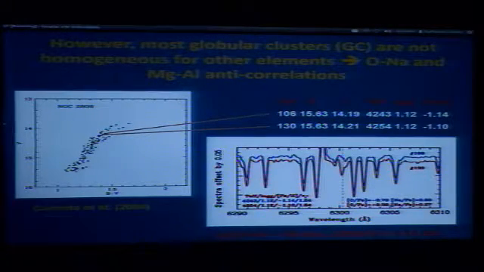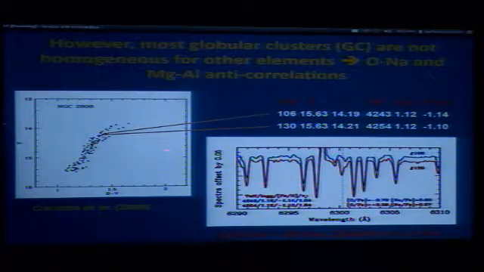But the very first clear evidence came from the sodium and oxygen abundances. Most globular clusters are really not homogeneous also for these elements, which are much more difficult to produce than carbon and nitrogen. Carbon and nitrogen may be altered simply by the CNO cycle. But to produce sodium, you need to overcome a Coulomb barrier, which is quite significant. And so this is evidence that you need high temperature.